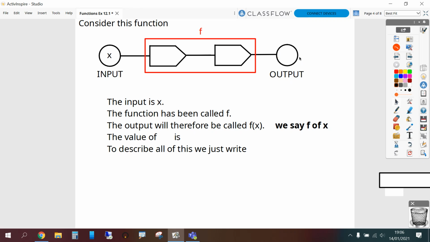The value of the output, so the value of the f of x for this function, if I show you that we're going to times by 3 and subtract 4, that means that putting an input of x in, multiplying it by 3 will give us 3x, and then subtract 4. So the value of the output will be 3x minus 4. So to describe all of this without the need for any diagram, we can just write f of x equals 3x minus 4.